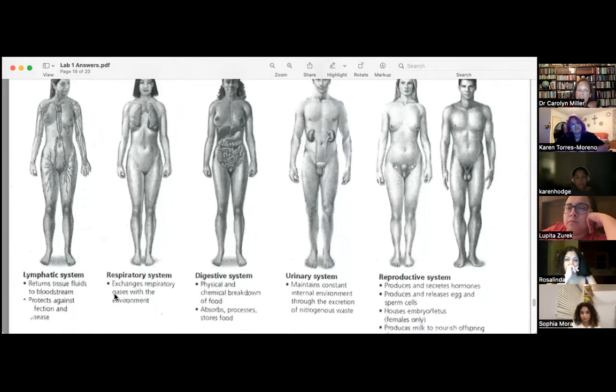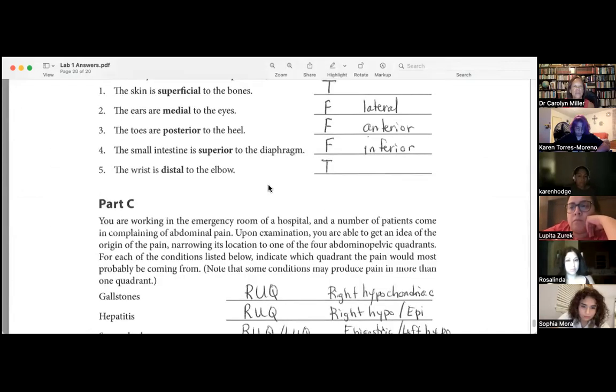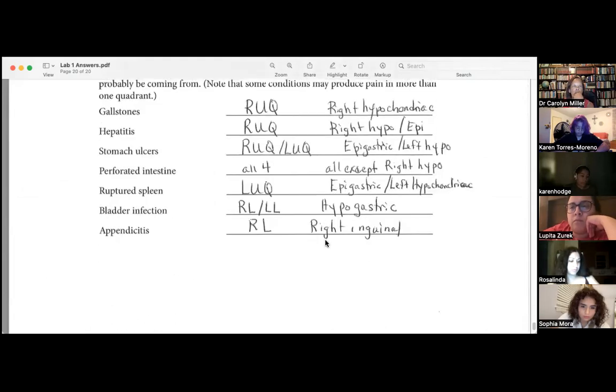So your lymphatic returns tissue fluid and protects against infection. It's got the lymphocytes, macrophages, and also removes fluid and returns it. So that's the lymphatic system, and I would expect to see lymphocytes. And so here's the digestive, respiratory. So just look over this for matching the organ systems with the organs or their function. And here are some of the matchings, and examples of some of the use of the terminology.